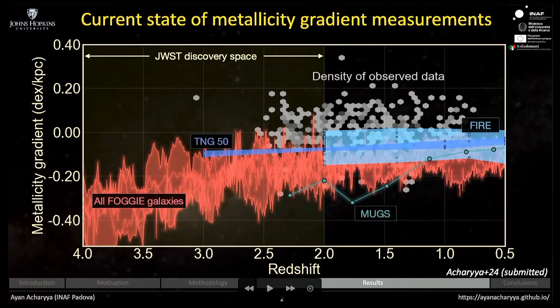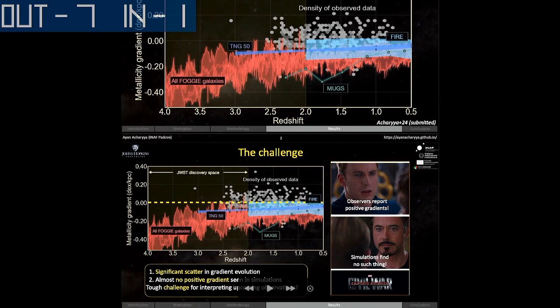I don't have to explain what metallicity gradients are, but this is our current understanding of the evolution of metallicity gradients. This is the current state of the art. The hex bins are the observations, and oh, this is not the current state of the art.